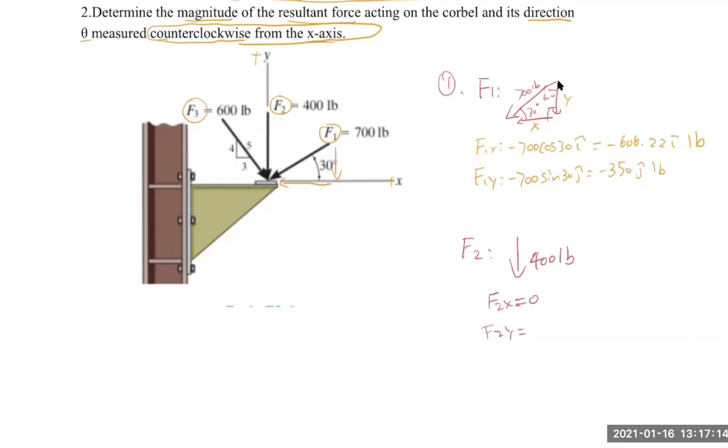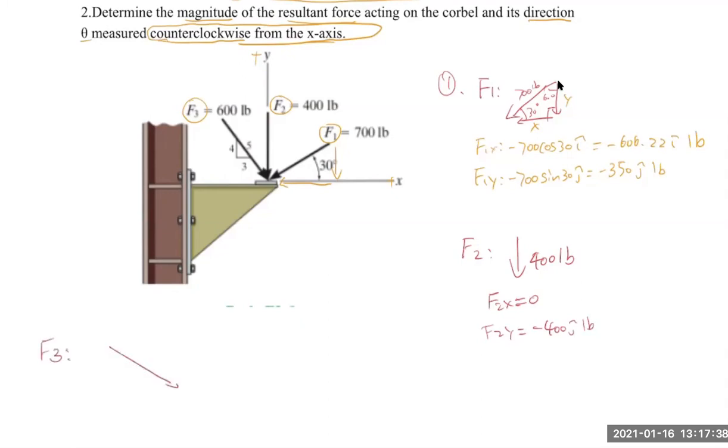But guys, we have to pay attention to the direction. Since the positive y direction is pointing up and this F2 force is pointing down, we know that this is negative 400 j hat pound force. This is simple. So let's move on to our third force, F3.